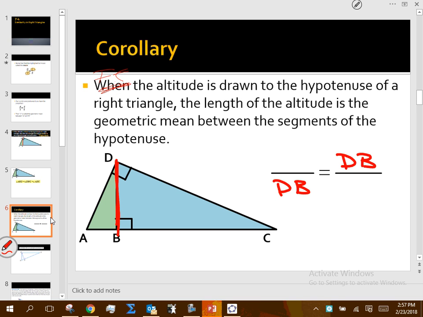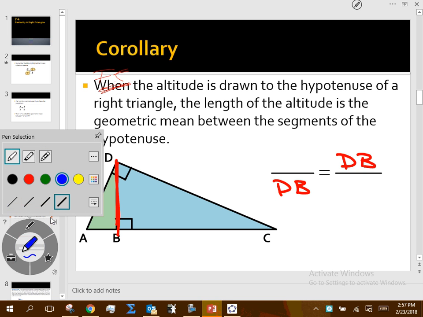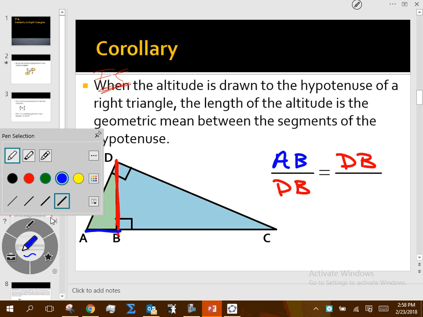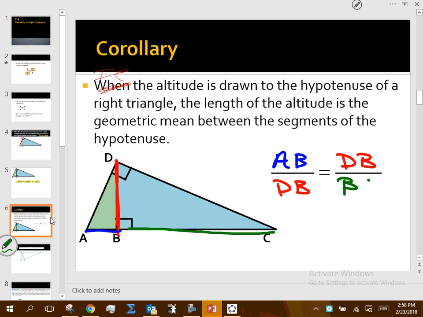Okay? Now it says between the segments of the hypotenuse. Do you guys agree that that's a segment of the overall triangle's hypotenuse? It's across from the right angle, right? So AB can go there, and the other segment of the hypotenuse would be that one there. This is BC. So that's going to go in the final spot. Okay.